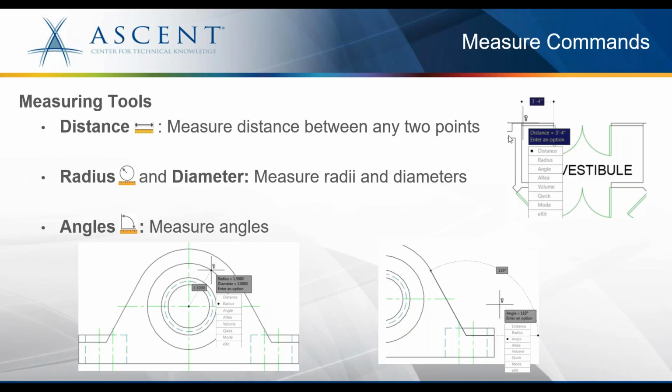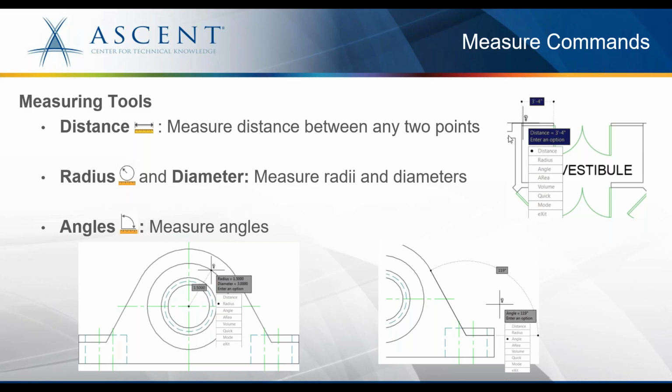Then there are the rest of the measure tools. First one is the distance tool, and as the name specifies, it is used to obtain the distance between 2 points. So once you start the distance command, the cursor displays as a question mark. At this point, you need to select the 2 points between which you want to measure the distance.